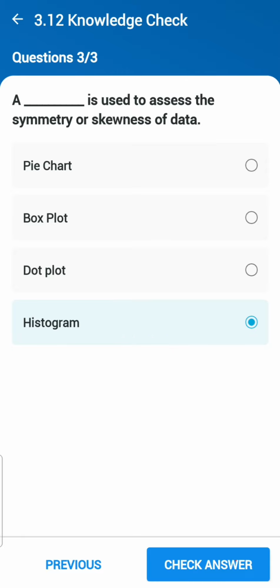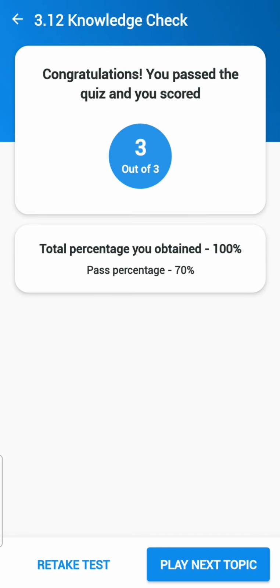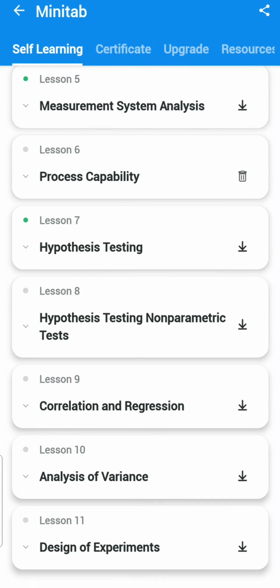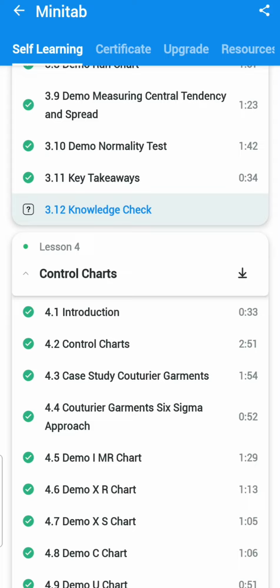Okay, let's check the answer. Yeah, so that's the right answer, and I will submit the quiz. So in the third also we got 3 out of 3, and let's go to the fourth chapter. The fourth chapter has got control chart.